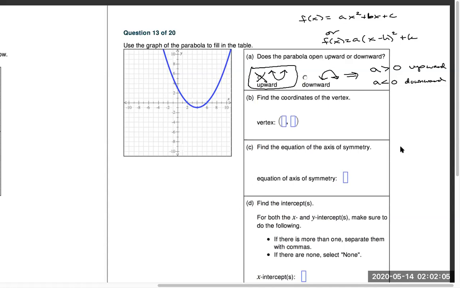All right, now find the coordinates of the vertex. Remember, the vertex is your min or max point on the graph. And we can see that we have a min here. Start at the origin and move to that point. Out by x, 4, down by y, 1. So the vertex is located at 4, negative 1.